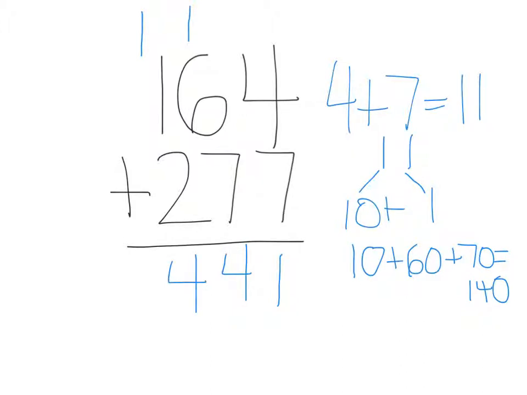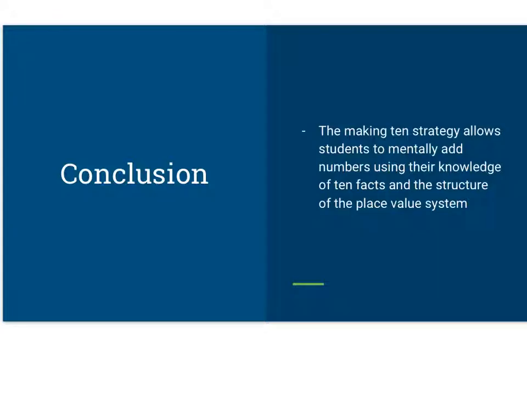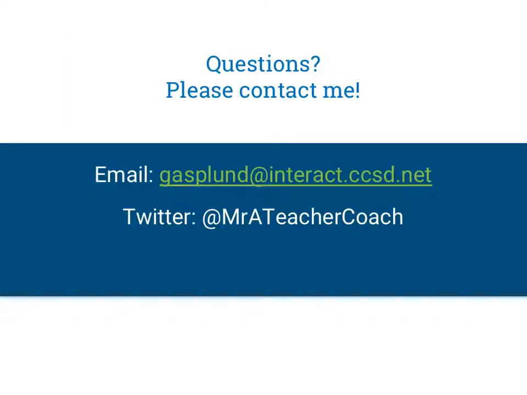So when we do the traditional algorithm for addition, we are really thinking about creating 10 and then some more, just like we do in the Making 10 strategy. In conclusion, the Making 10 strategy allows for students to add numbers using the structure of the place value system and their knowledge of facts of 10. This knowledge can support the learning of the traditional algorithm for addition.